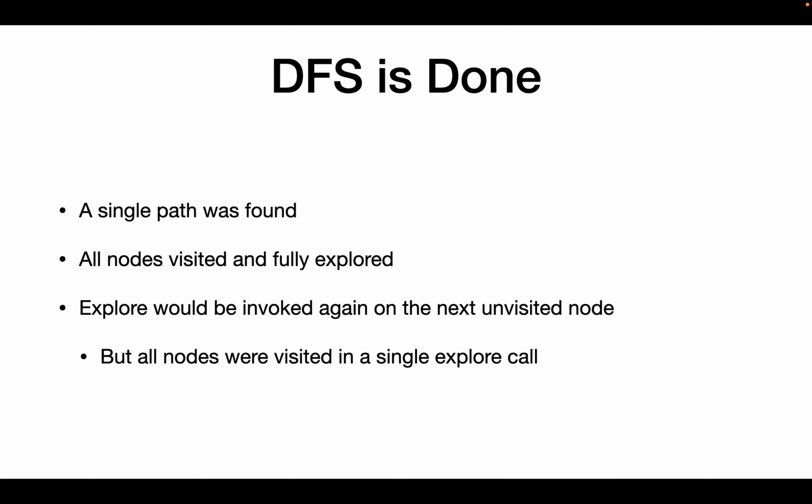So DFS completed. Single path was found. So keep in mind that there was an outer routine that was iterating over all unvisited nodes, and in this case that outer routine only had to run one iteration because a single explore call recursively visited the entire graph because it's fully connected.